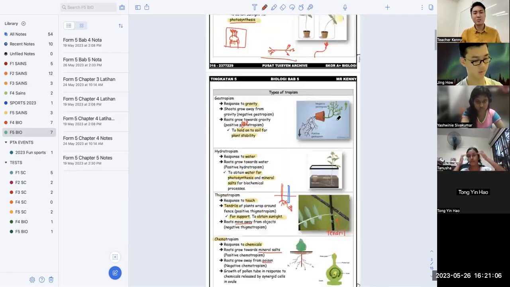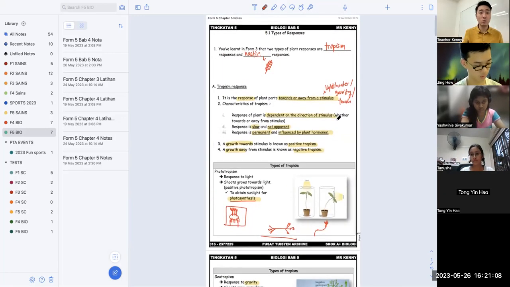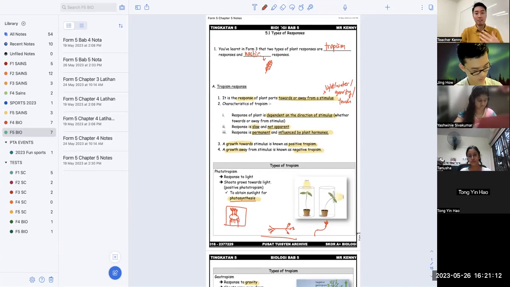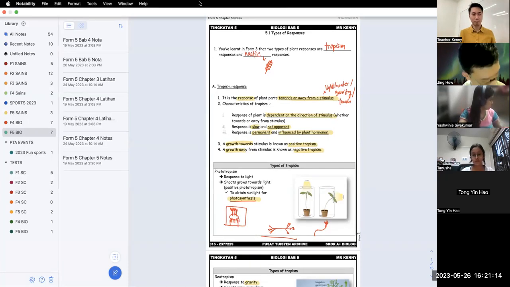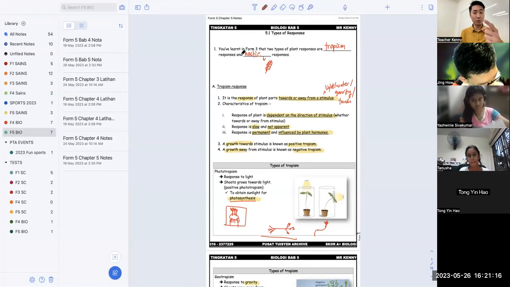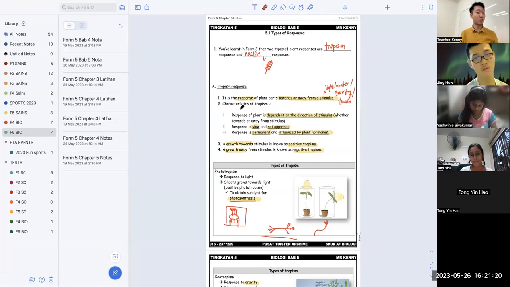Okay, now, just to go through a little bit what we learned last week. This whole chapter is all about the plant's response, how the plant responds to the surrounding. Why do they need to respond? Why do you need to respond to the surrounding, to food, to temperature? At the end of the day, it's for you to grow, for you to survive.